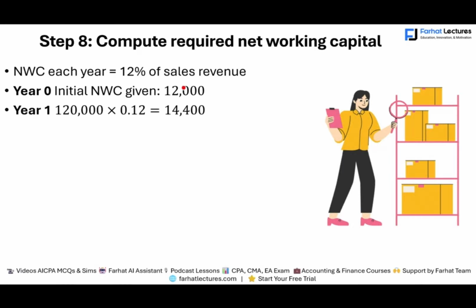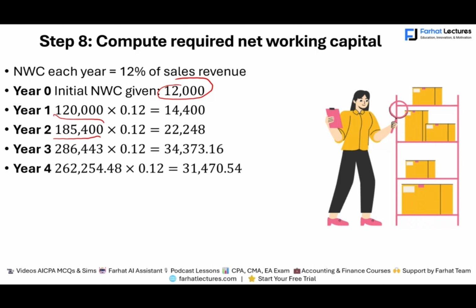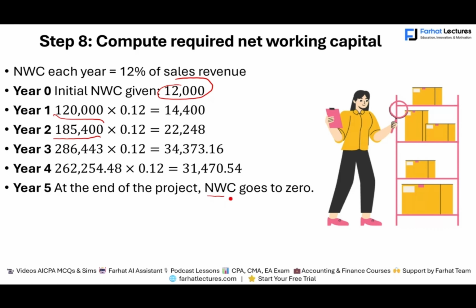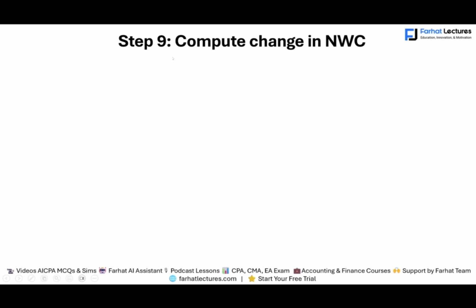So we're going to start with 12,000. In year 1, we have 120,000 of sales times 12%. Year 2, 185,400 of sales times 12%. And we'll do the same for year 3, year 4, and year 5. In year 5, at the end of the project, net working capital goes to 0. Now, in this step, we are going to compute the change in net working capital.